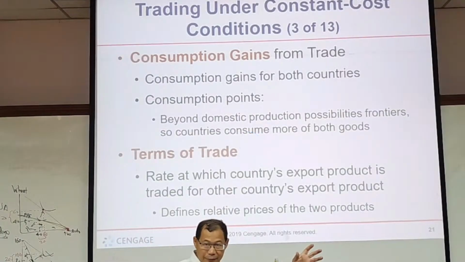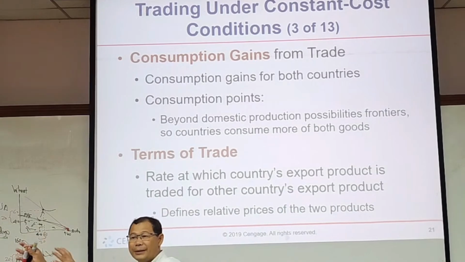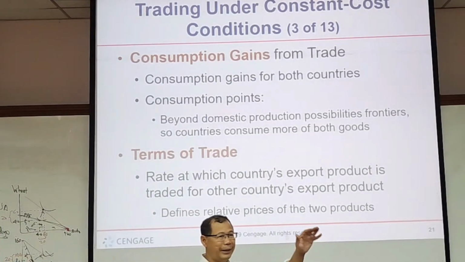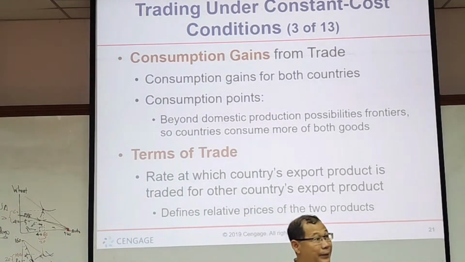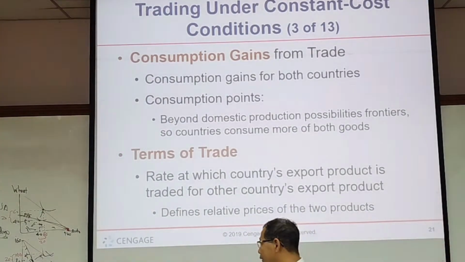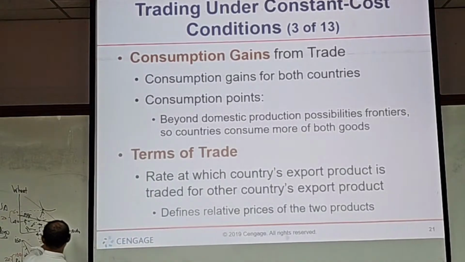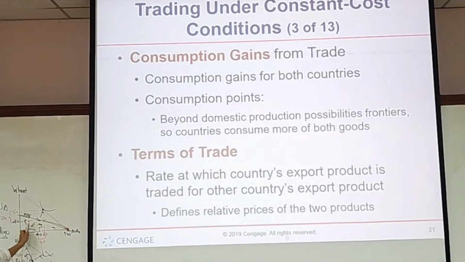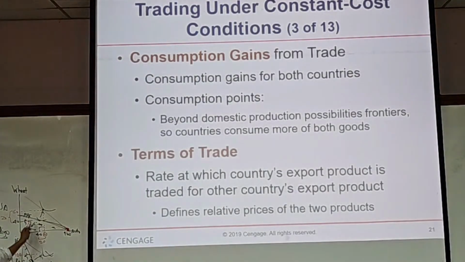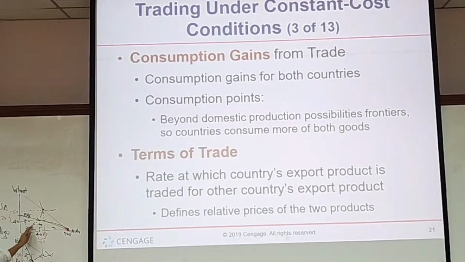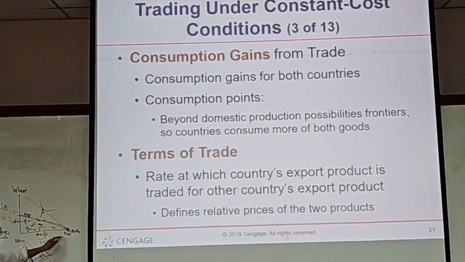In country A, the price of goods is this much. In country B also the same price. That's why we call it world price, the same everywhere. Where? The red line here. Before trading, during autarky, the price of automobiles in the US was cheaper.